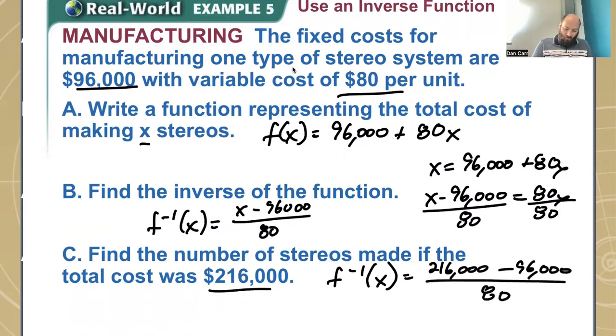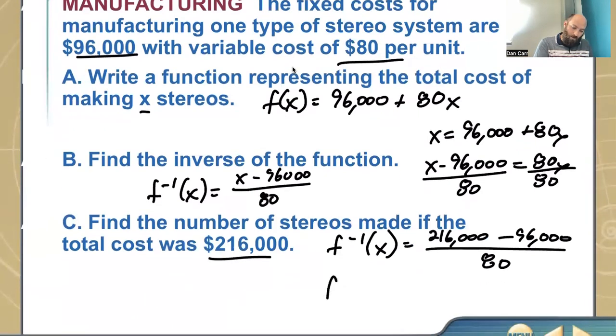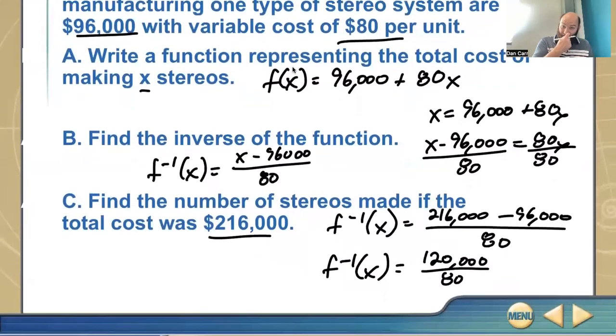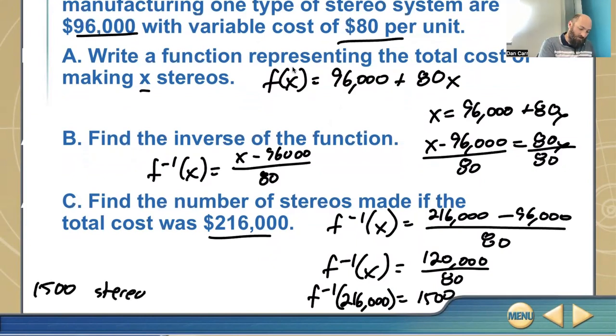So that's what we're going to do here. So I'll pull out my calculator. So I got 216,000 minus the 96,000, and that comes out to 120,000. Okay, I can divide that by 80. So my inverse value here, technically I should be doing inverse of 216,000. There's my input, comes out to 1,500. So the answer is it's 1,500 stereos.